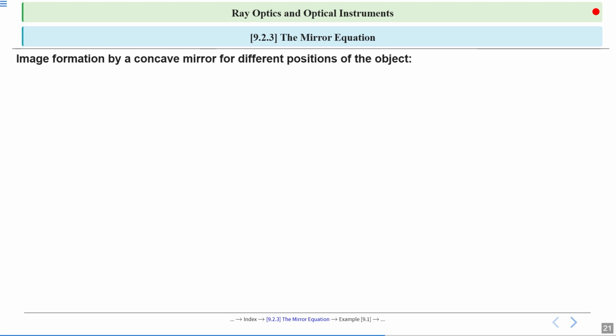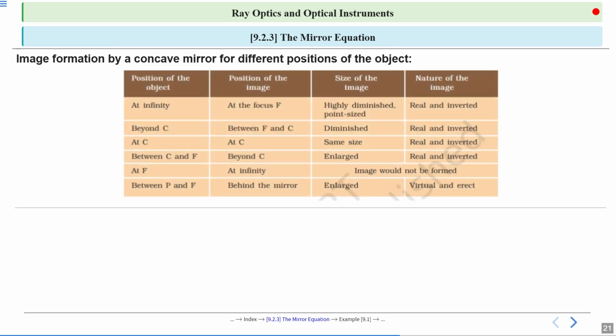Now, image formation by a concave mirror for different positions of the object. There is a table describing the position of the object and the corresponding position of the image. When the object is at infinity, the image is at focus, highly diminished, point sized, real and inverted. When we place the object beyond C but not at infinity, at a finite distance, the image is between focus and center of curvature, diminished, smaller in size, real and inverted.